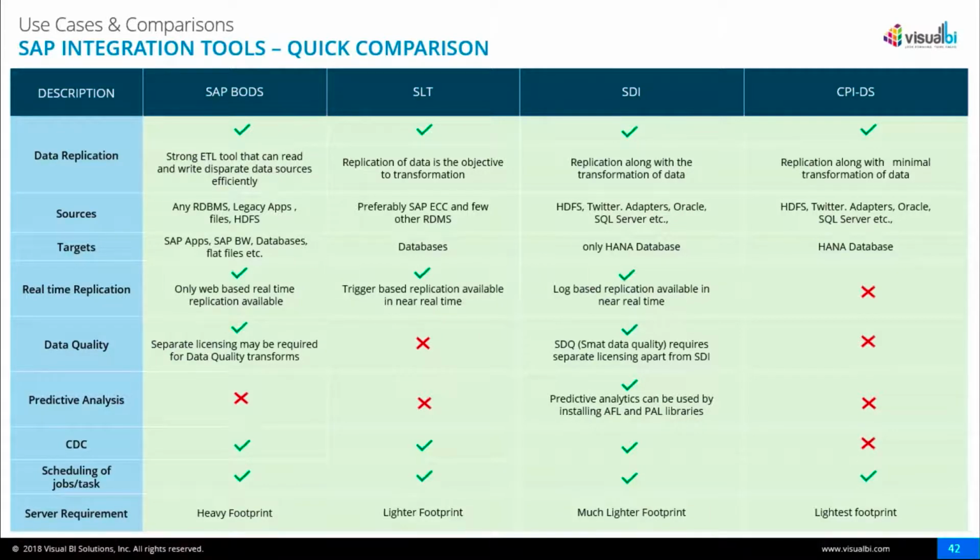It's not possible in CPDS. Data quality capability is available only in Data Services and Smart Data Integration. Predictive capability is available only in Smart Data Integration through the predictive libraries that are available inside HANA. Change data capture is available in BODS, SLT, and SDI. It's not available in CPDS. All of the tools can schedule jobs for you, and the server requirement goes heavy with BODS and tapers down towards CPDS.